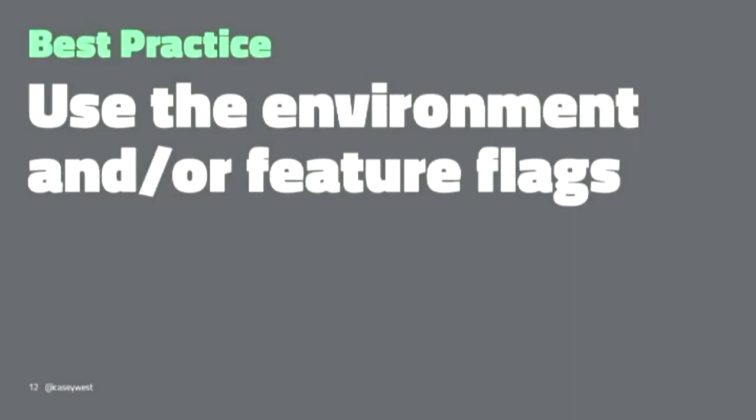Best practice, right. So you can use the environment or feature flags in your application to control the operational characteristics of an app whenever you're deploying it so that you can toggle things on and off. You can change behaviors of a running application, but you do it in a much more controlled way and in a way that still allows you to maintain the concept of one code base, many deploys.